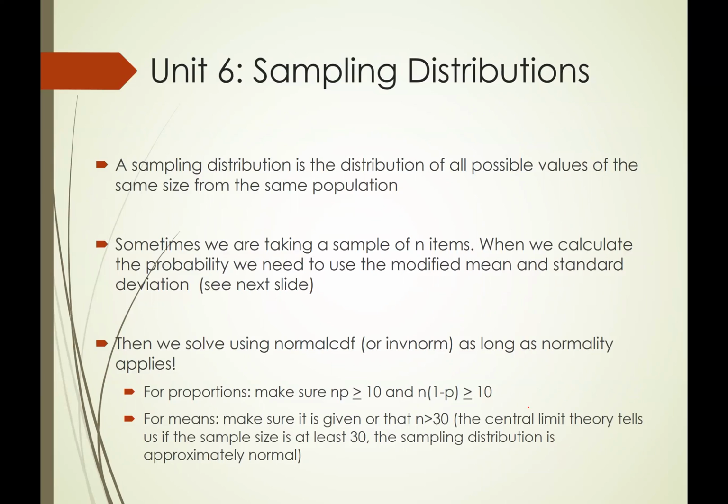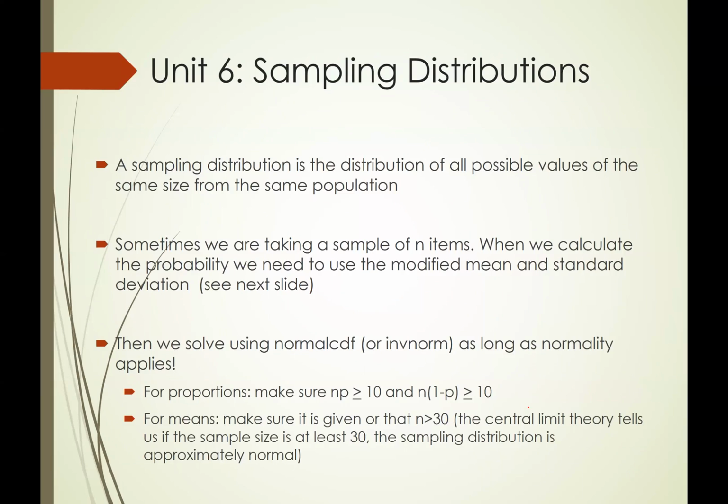A sampling distribution is the distribution of all possible values of the same size in the same population. Sometimes we're taking a sample of n items. When we calculate probability, we need to use the modified mean and standard deviation, which we'll look at on the next slide. Then we solve using normal CDF or inverse norm as long as normality applies. For proportions, for normality to apply, n times p and n times 1 minus p have to be greater than or equal to 10. For means, it needs to be given in the question, or n has to be greater than 30.